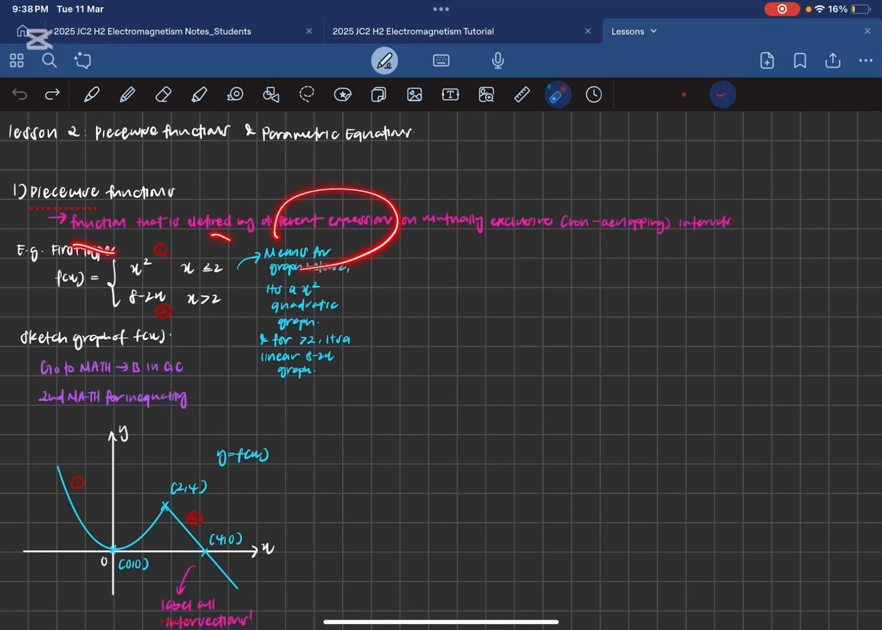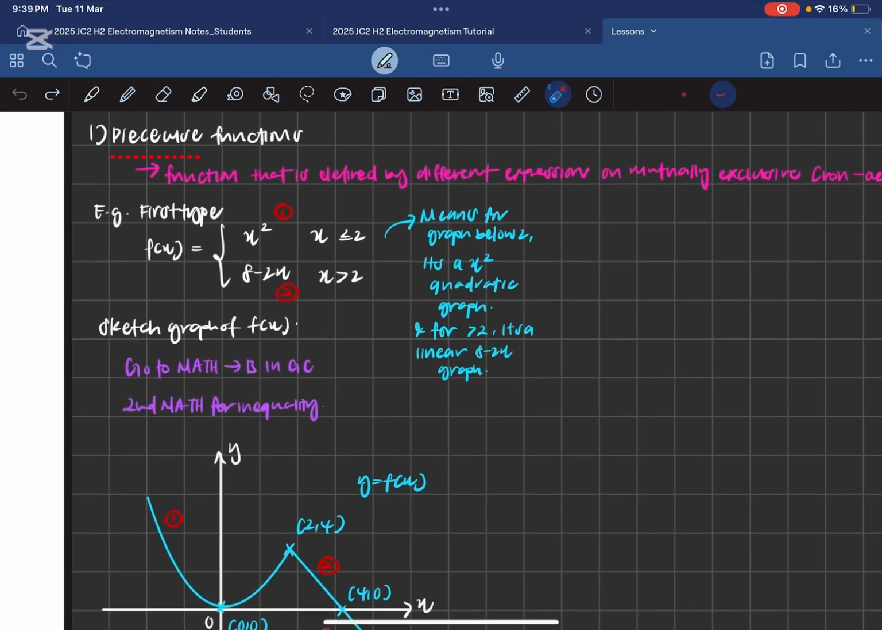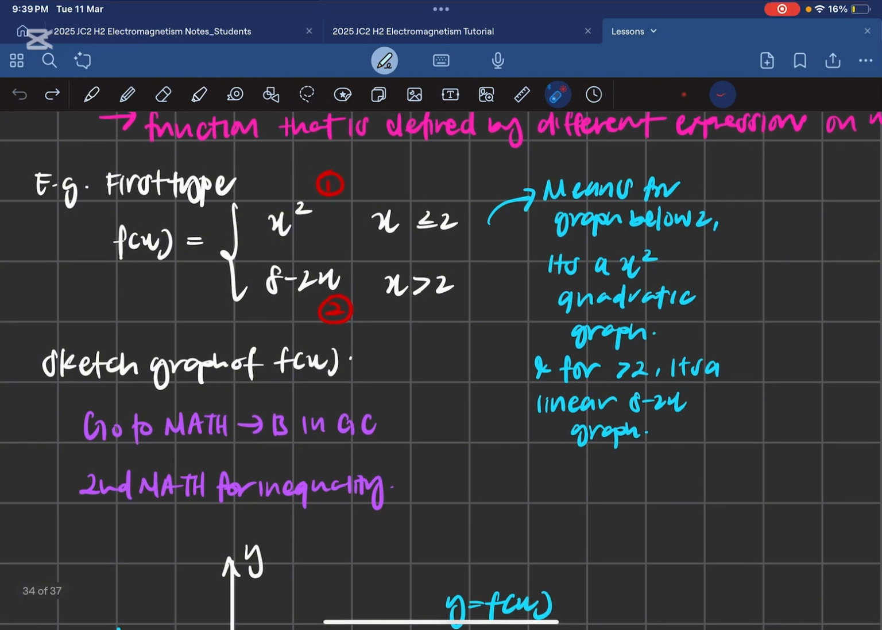First one, we're going to look at this: x squared and 8 minus 2x. These are your domains. They tell you for which range the graph is applicable. This is your piecewise function. The moment you see two different equations, and they give you these domains, it is a piecewise function. Firstly, it means that if x is less than 2, it's going to be an x squared graph.